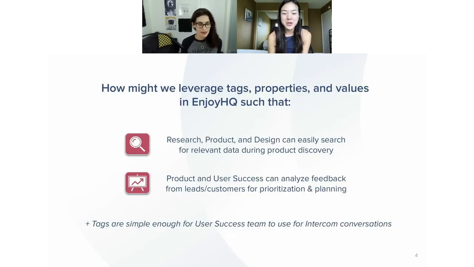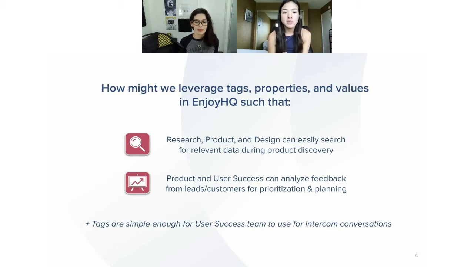Anytime we're creating a feature as product managers at Tally, we start with a problem statement. So we did the same thing for taxonomy. We started with a problem statement of how might we leverage tags, properties, and values in Enjoy HQ such that we can accomplish 2 jobs to be done. Basically, what are we trying to achieve with our taxonomy?